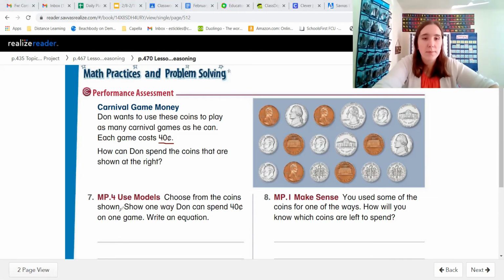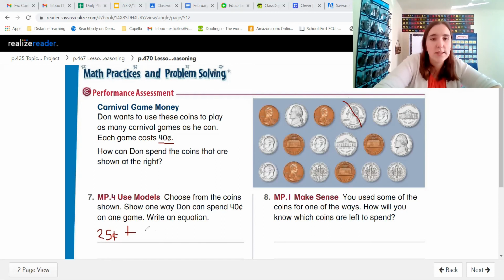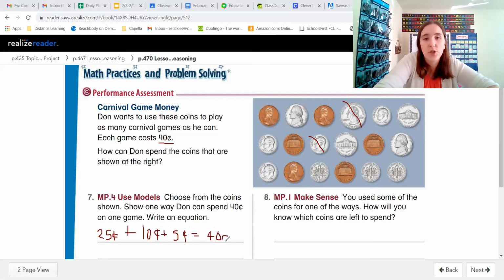Well, I can start with a quarter. So I could do 25 cents plus, let's see, I'm going to cross off my quarter. Plus a dime, that would be 10 cents, so plus 10 cents. I know that gets me to 35 cents. So if I'm at 35 and I need to get to 40, then I'm just going to add on 1 nickel, so 5 cents. Plus 5 cents equals 40 cents total. So this is one way that he could choose coins to play a game, and it would be 1 quarter, 1 dime, and 1 nickel. Okay, that's number 7. You're going to be answering number 8, so let's go check it out.